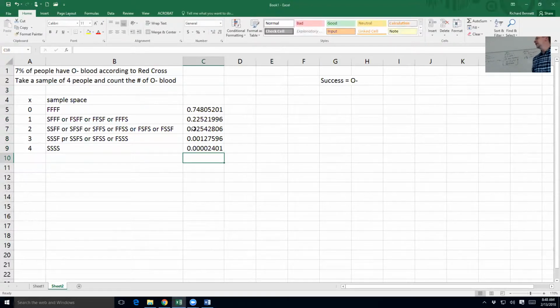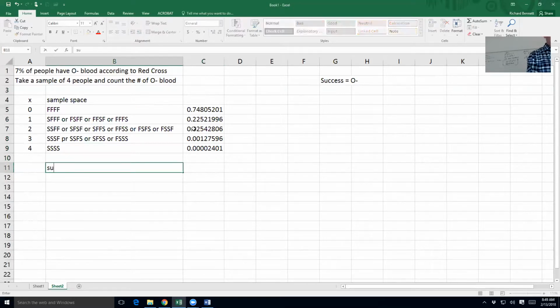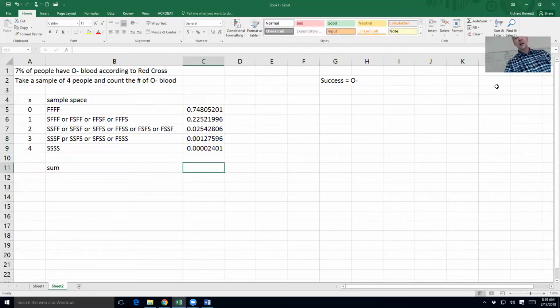Okay. Is this a legitimate probability distribution? How do you know? You add them up, and what should it add up to? 1. Do you think it's going to add up to 1? Yes. Okay. Now, if I had more than 4, this would suck, right? Who wants to write out all those sample spaces? It's going to suck. So here, I got a better formula for you, instead of writing all that out.